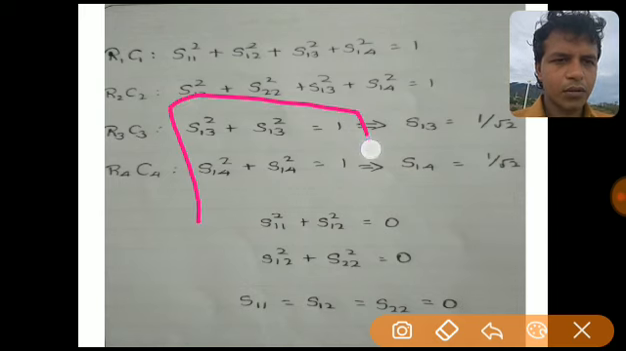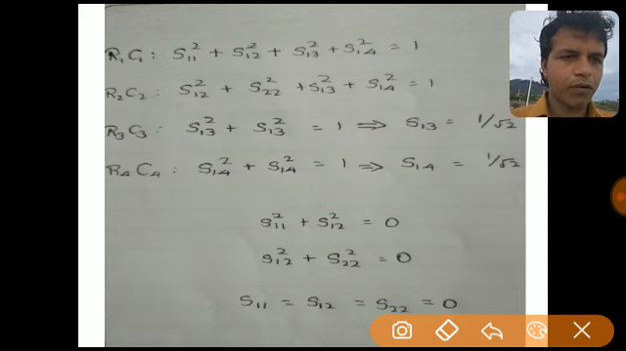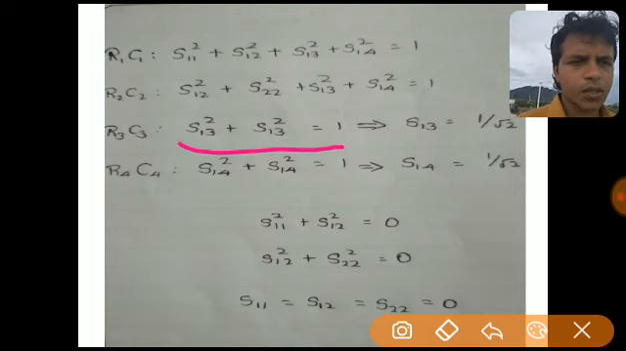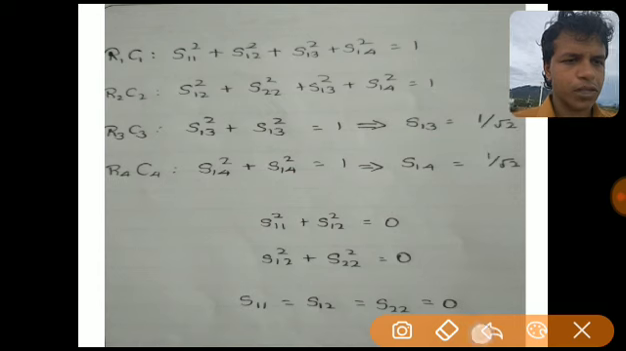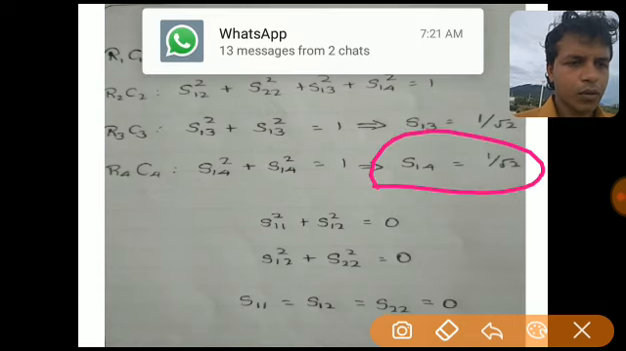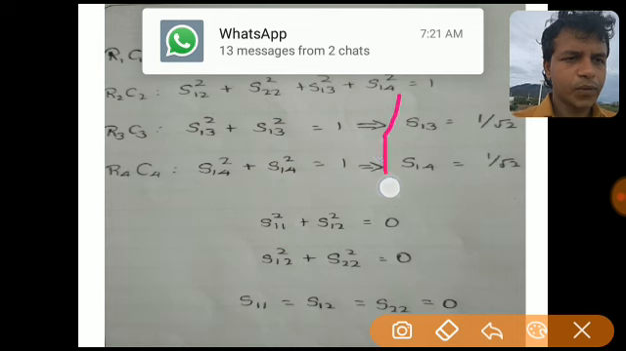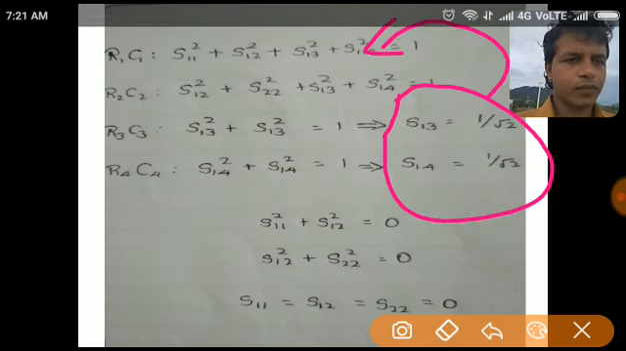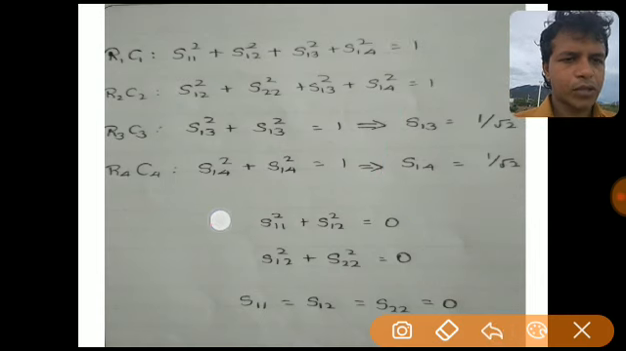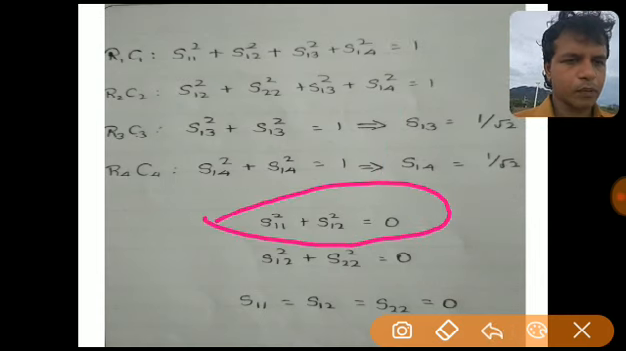Now we are considering these two equations first to derive the value of S13 and S14. According to this equation, S13 square plus S13 square is equal to 1. So 2 S13 square equal to 1. S13 square equal to 1 by 2. So S13 equal to 1 by root 2. Similarly, S14 equal to 1 by root 2. Right? Now we are substituting the values of S13 and S14 in this equation first, and we have got S11 square plus S12 square equal to 0.